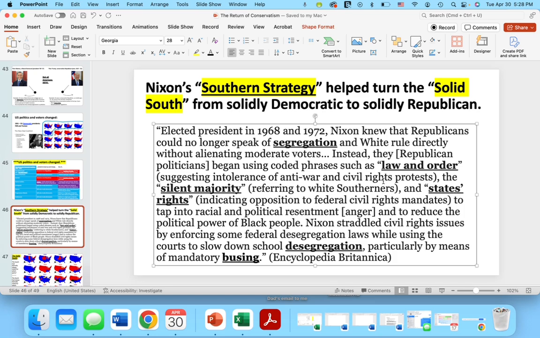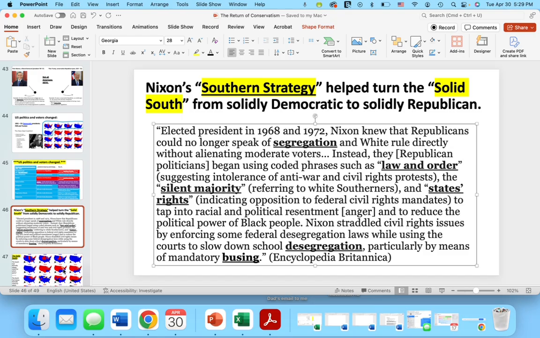I know they're not out loud, they're not protesting, but there are a lot of white Southerners who quietly support me. And the Republicans talked about states' rights, which indicated opposition to federal government mandates or requirements about civil rights. Nixon and the Republicans really tapped into and took advantage of racial and political anger. Nixon enforced some federal desegregation laws, but he also let the courts slow down school desegregation. He let these places slow down court-ordered busing and really slow down the integration.